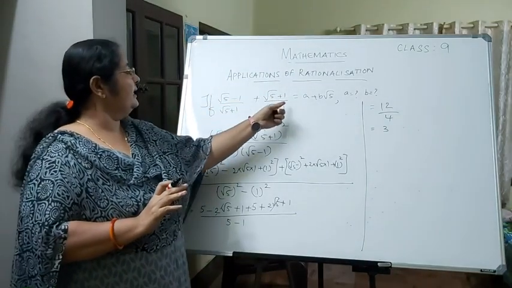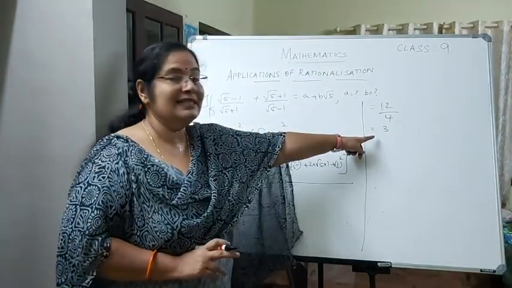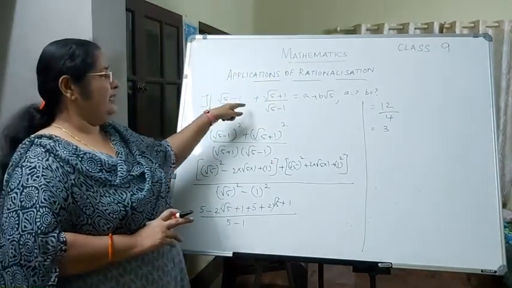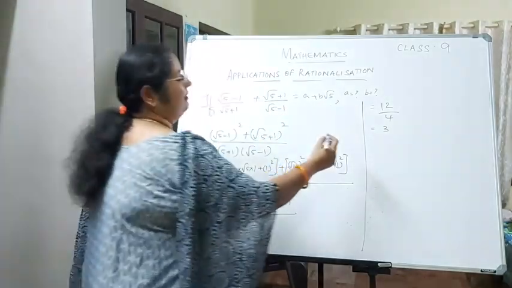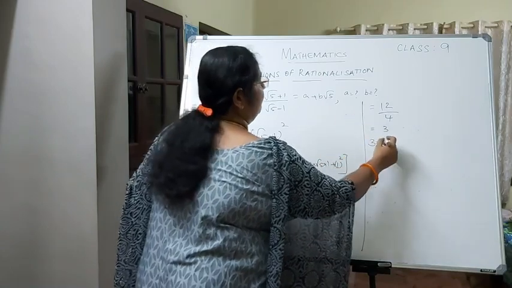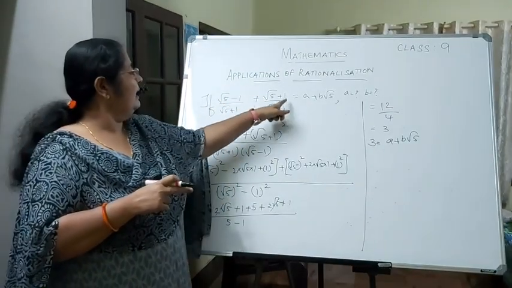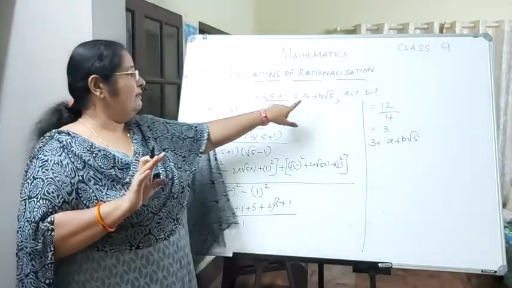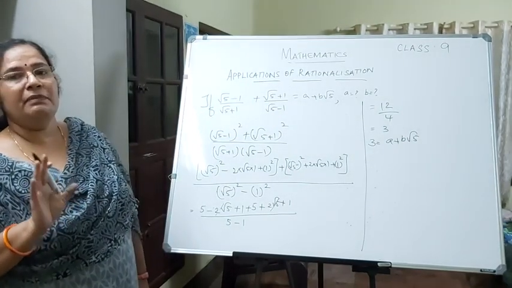So this whole expression, after rationalizing, we have come to the simplified form as equal to 3. Now what are we given? This expression is equal to a plus b root 5, which means 3 is equal to a plus b root 5. Why have I written 3 there? Because this entire expression after rationalization is equal to 3, and we are given this expression is equal to a plus b root 5. So 3 is equal to a plus b root 5.